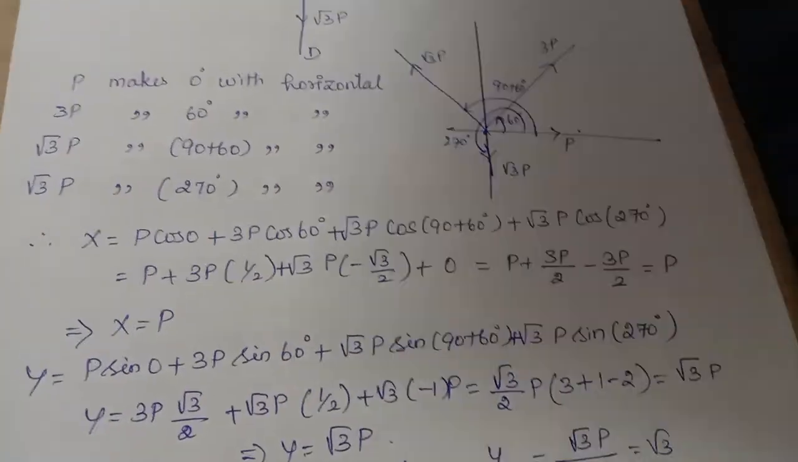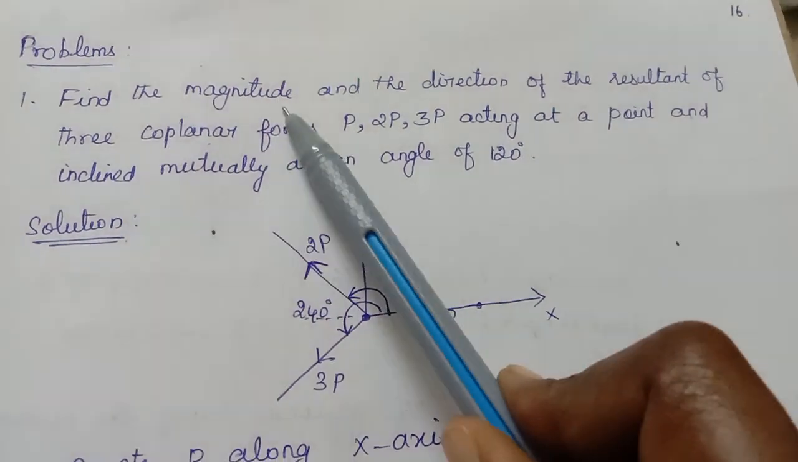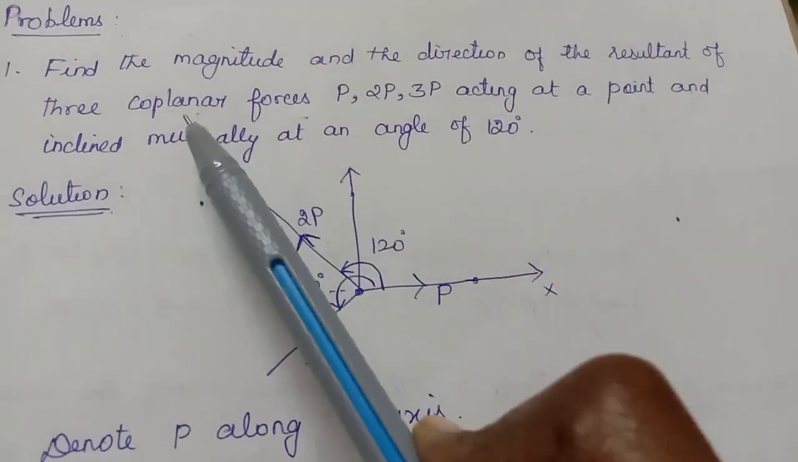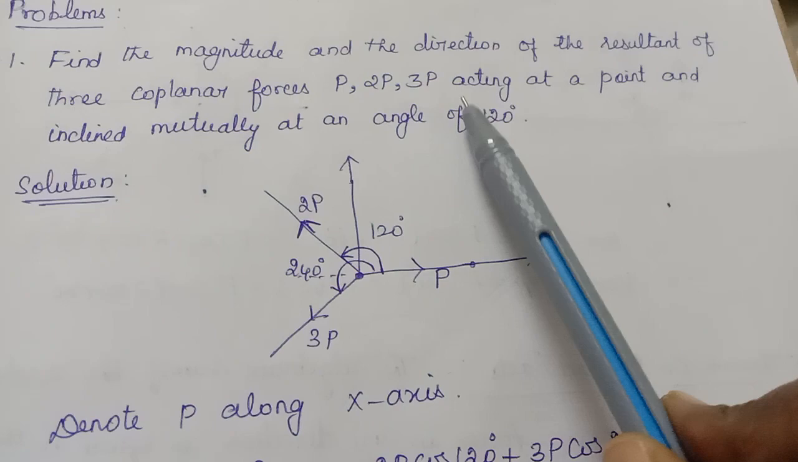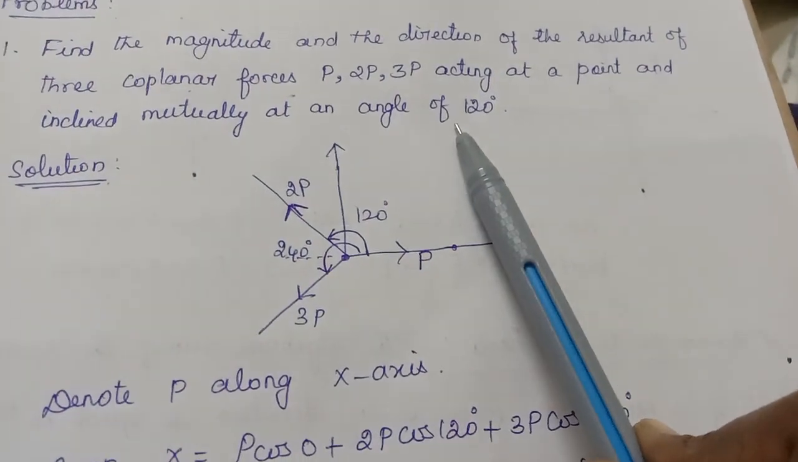Okay, right. Now let us do a few problems based on the resolved parts. This is the first problem. Find the magnitude and direction of the resultant of three coplanar forces P, 2P, 3P acting at a point and inclined mutually at an angle of 120 degrees.